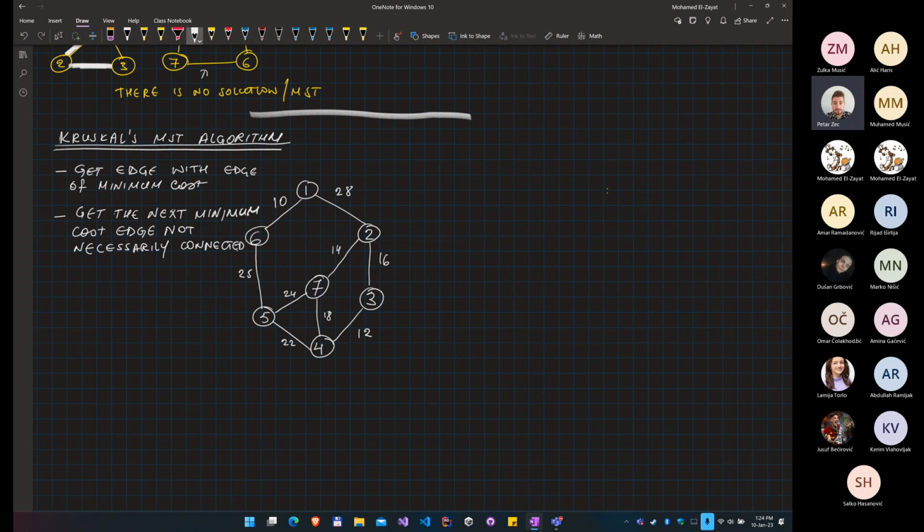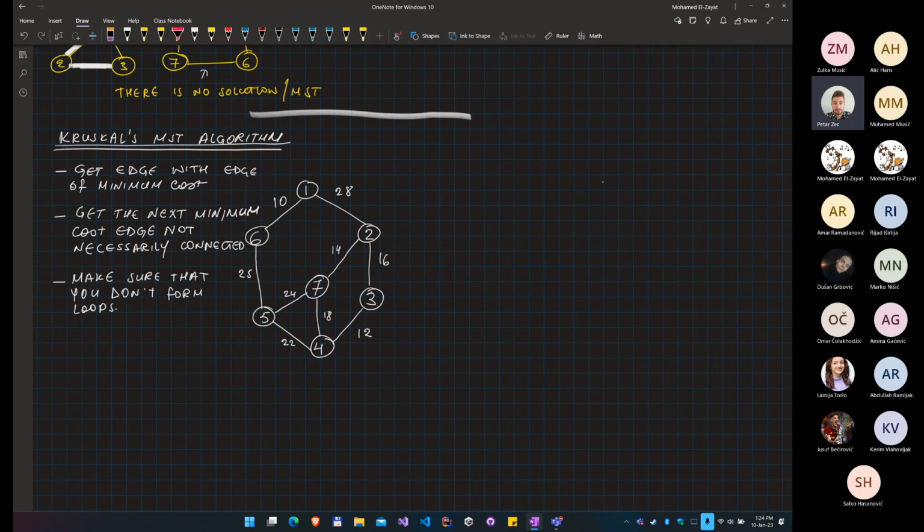So not necessarily connected. Make sure that you don't form loops, because again, this is a tree and a tree doesn't have loops in it. So by definition, you should avoid them. So right now, we will actually solve it.